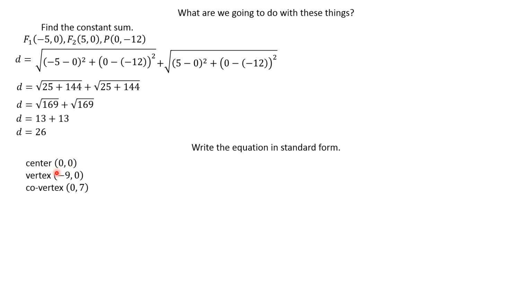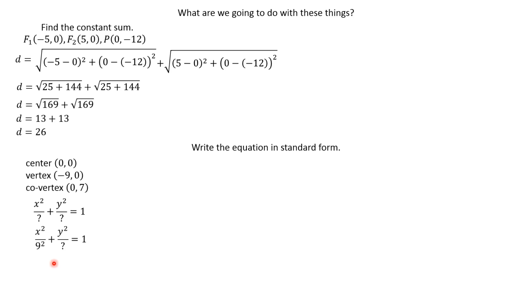So start out with the center. It's at 0, 0, which means we're going to have just x squared and y squared. But they're going to have denominators that we need to figure out. Well, these are going to be the distance to the vertex and the distance to the covertex. The vertex is 9 away from the center. It doesn't matter that it's negative because we're going to square it. The distance is always a positive number.